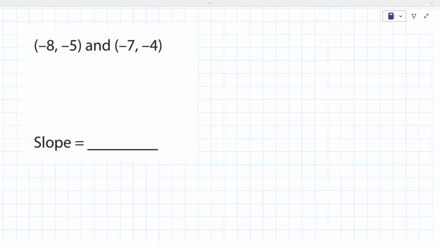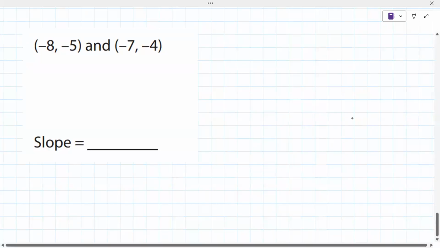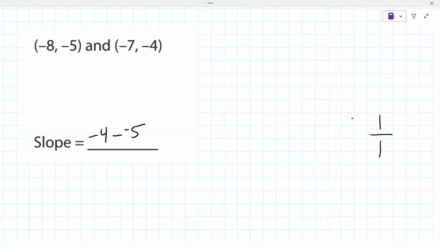Would it be +1? +1 is your answer, like 1 over 1. Mm-hmm. So let's see, -4 minus a -5 over -7 minus a -8, 1 over 1, which is 1. Good.